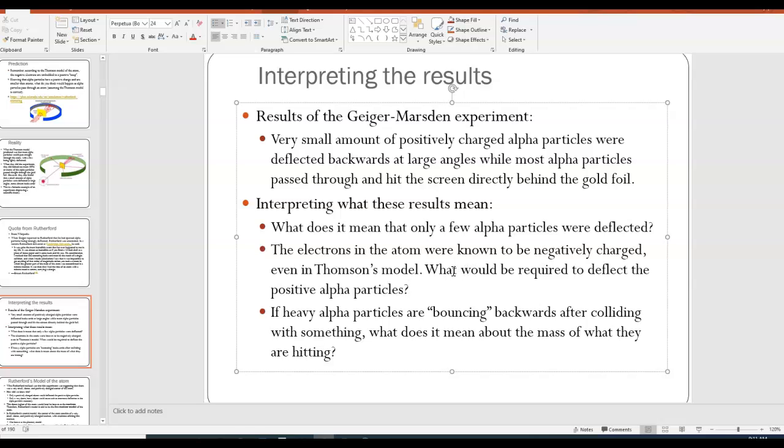Now, if they were hitting something with very little mass, they would just run over what they were hitting. But they're bouncing backwards. That means they're hitting something heavy. And plus, electrons were known to be very, very small. So what does that mean about the mass of what they're hitting? Well, it means they're hitting something very heavy, relatively speaking. Now, if you take something very heavy and you make it very small, remember we know that whatever they're hitting has to be small because of this first bullet point, you get something very dense.